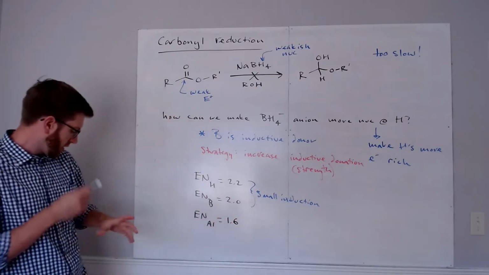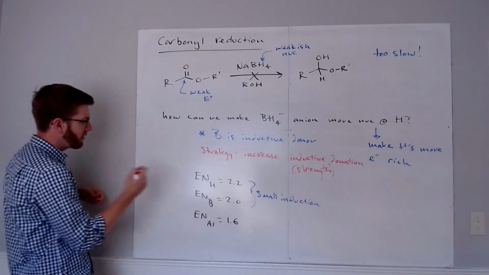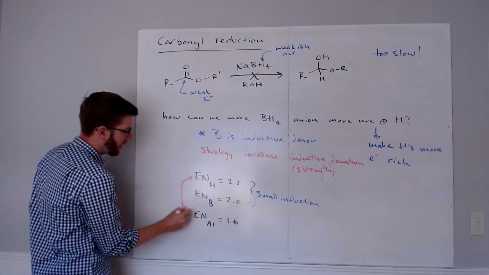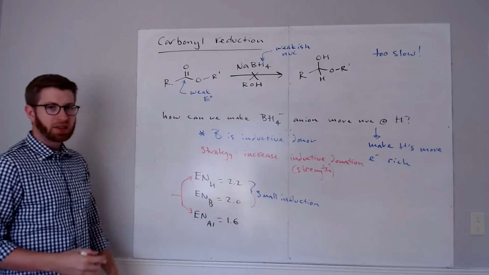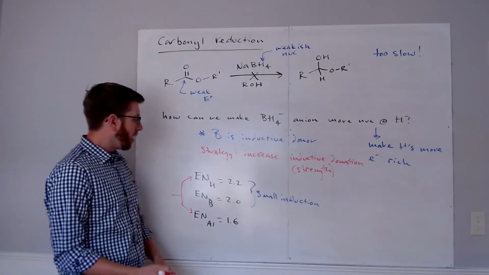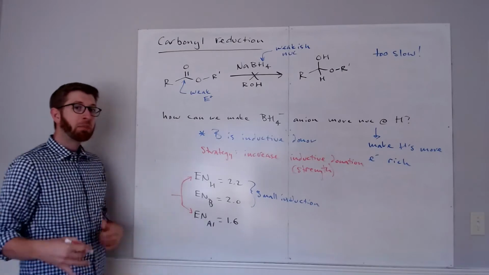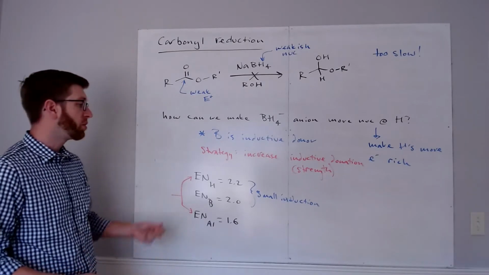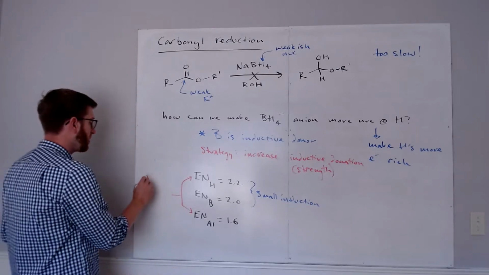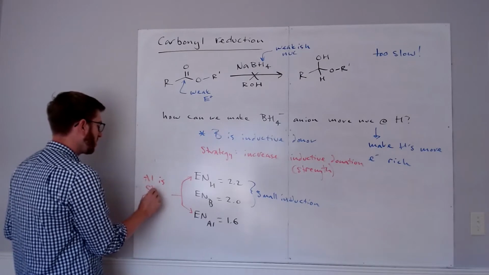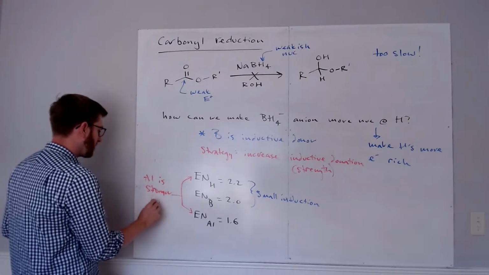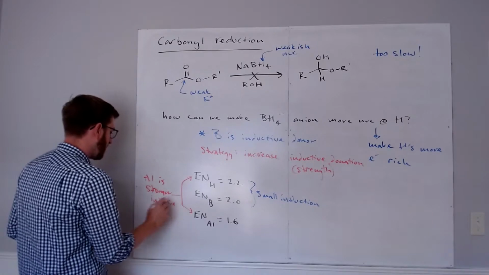So now when I start to look at my electronegativity differences between hydrogen and aluminum, this is now getting pretty significant, right? Much more so than hydrogen versus boron, which means that aluminum is going to be a much more powerful inductive donor to hydrogen than boron is. So aluminum is a stronger inductive donor.